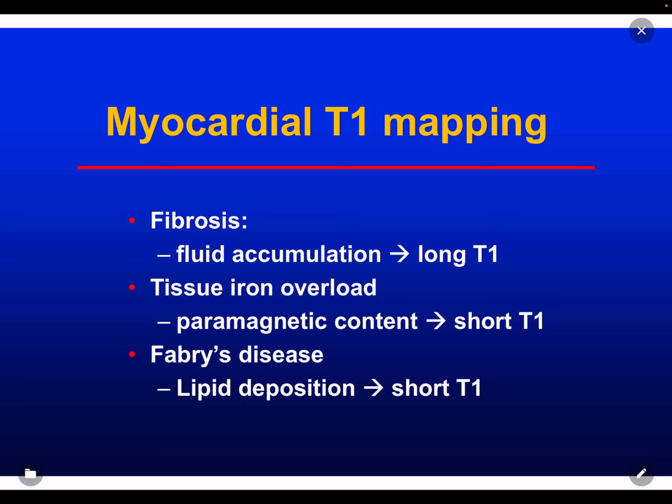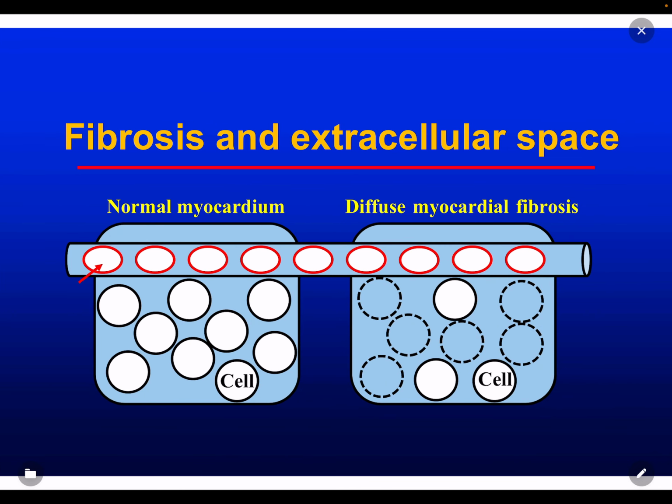So in different clinical applications, we have fibrosis with fluid accumulation, so it has long T1. For tissue iron overload and the fibrosis disease, they have shorter T1. In the diffuse myocardial fibrosis, because of the fluid accumulation in the extracellular space, we have longer T1 here.